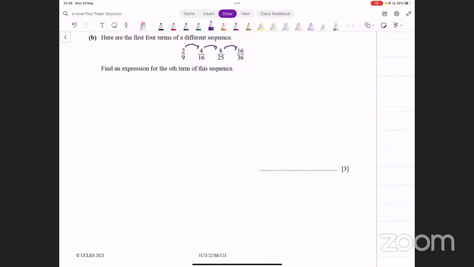तो इफ यू थिंक अबाउट दिस, न्यूमरेटर में देखें 2 4 8 16, does that remind you of something? These are powers of 2, right? 2 फिर 2 का स्क्वायर is 4, 2 का क्यूब is 8, 2 raised to the power 4 is 16. इसी तरह जो डिनोमिनेटर है उसमें कुछ और चल रहा है.